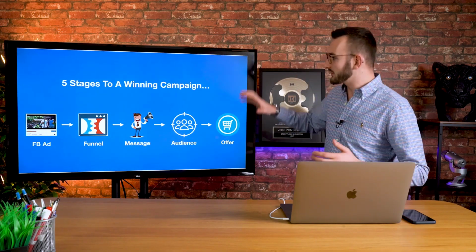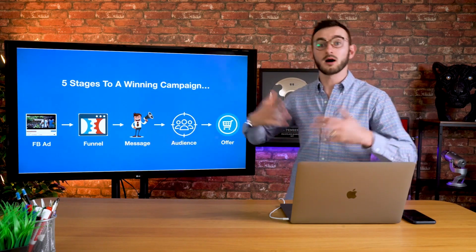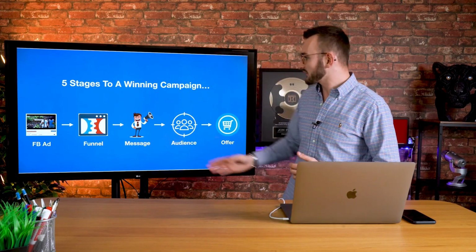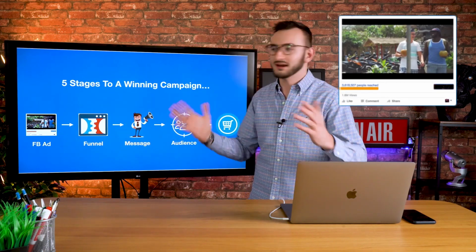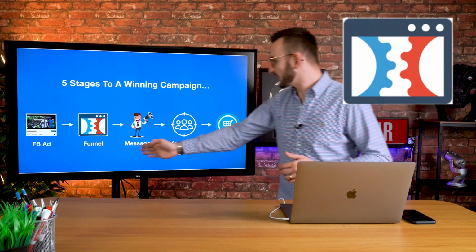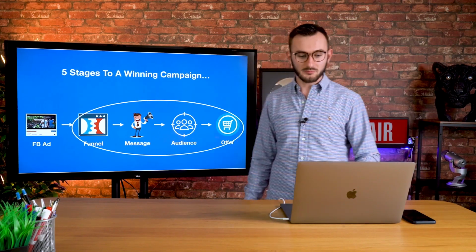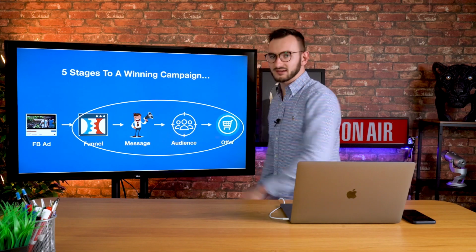Most people, when they are creating an ad campaign or a marketing campaign, as I like to think of it, as an all-in-one thing, there are these 5 stages. We've got, let's call it, the Facebook ad, or could be the YouTube ad, or any other traffic source. We've got the ads, we've got the funnel, we've got the message, we've got the audience, and we've got the offer, okay?